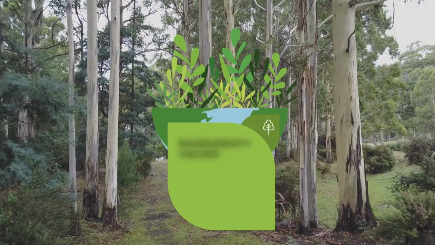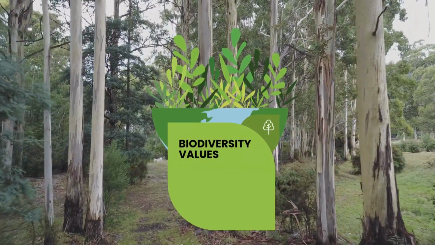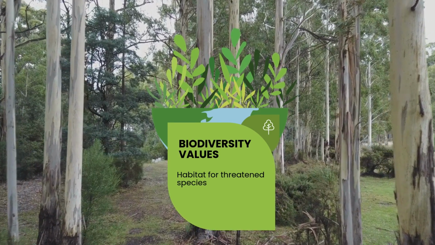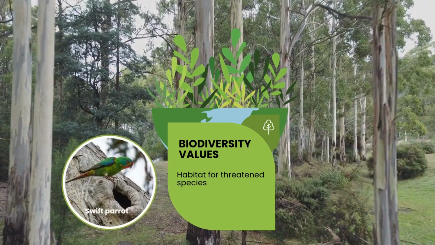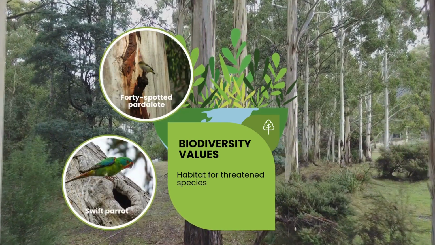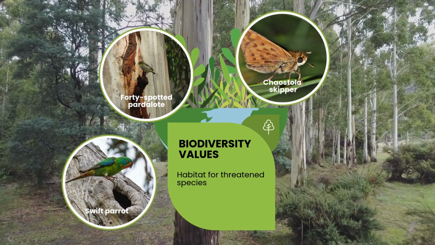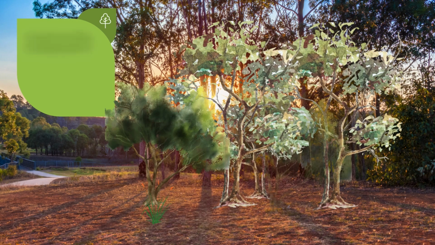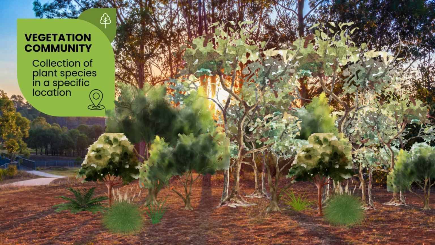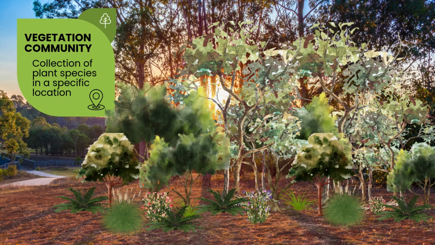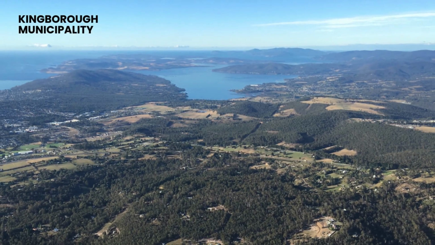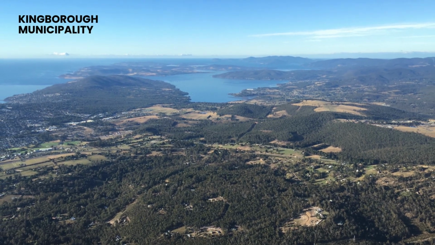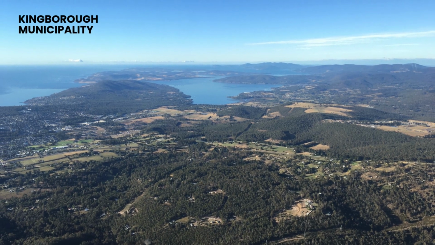Biodiversity values that Council offsets include habitat for threatened species such as the swift parrot, 40-spotted pardalote and Caius dollar skipper, as well as threatened vegetation communities. A vegetation community is a collection of plant species that are found together in a specific location. Many people choose to live in Kingborough because of these diverse, unspoiled and rich natural values.